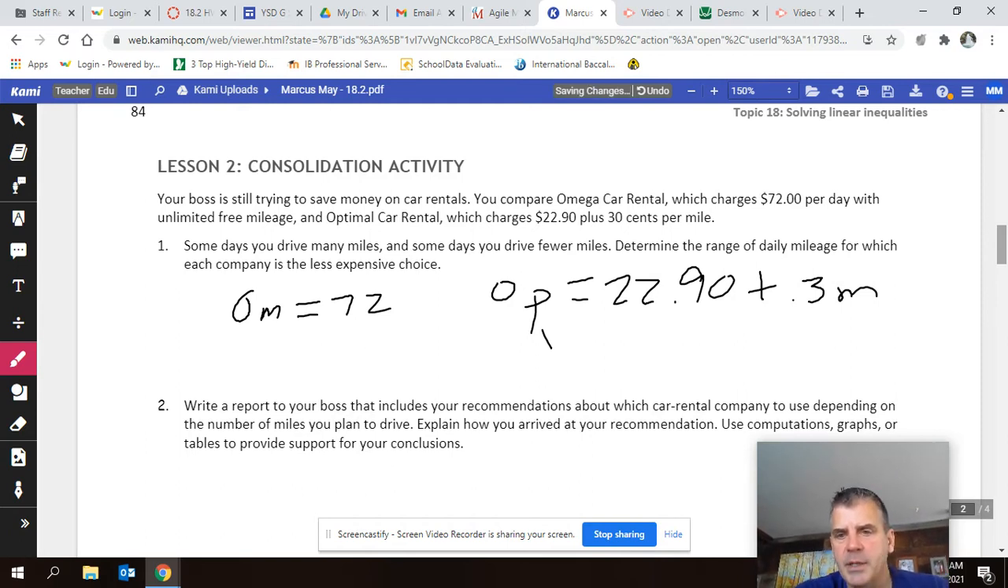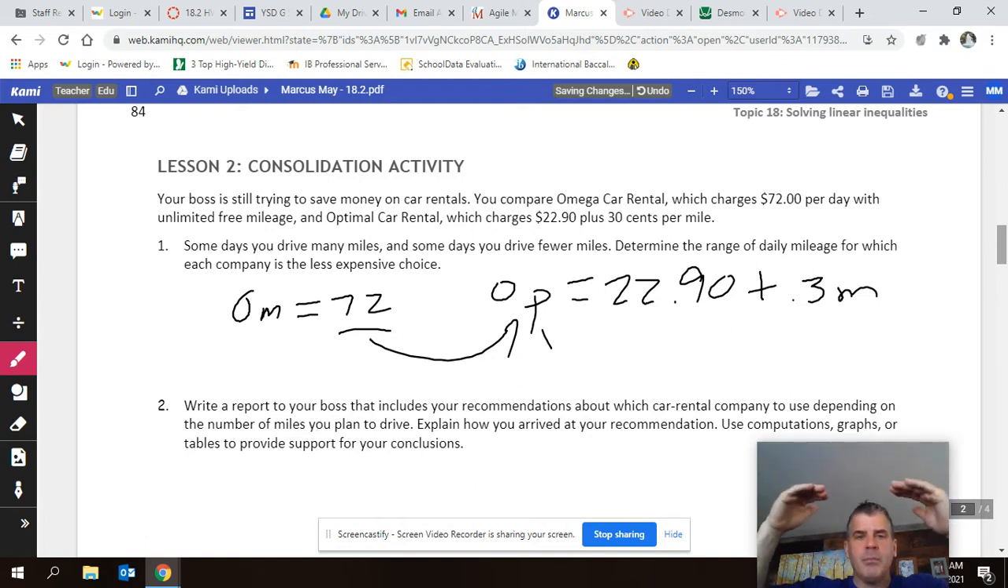Now it says determine the range of daily mileage for which each company is the less expensive choice. So really what we're doing here is comparing those two. We're going to have that $72 replace this part of our equation to see when it is most beneficial to use which company. So it's a comparison automatically, and the other way of looking at this is to put it on a graph.